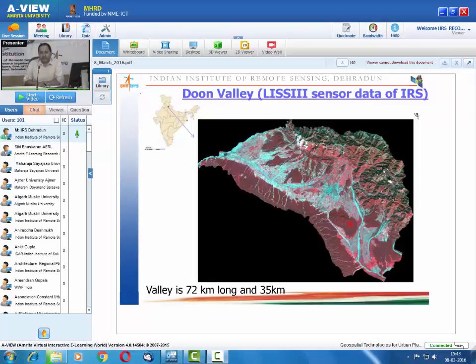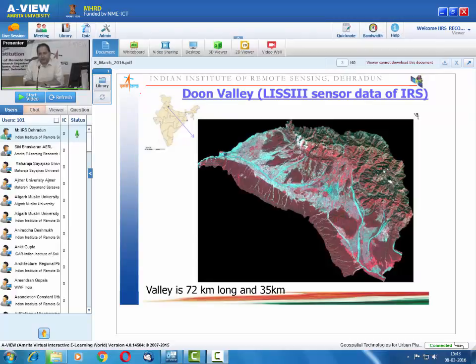The valley is basically longitudinal in nature, around 72 kilometers long and around 35 kilometers wide. In the lower part we have the Sal forest, and a large part of the upper part is also covered by reserve forest, while most of the urban growth has taken place in this longitudinal part.